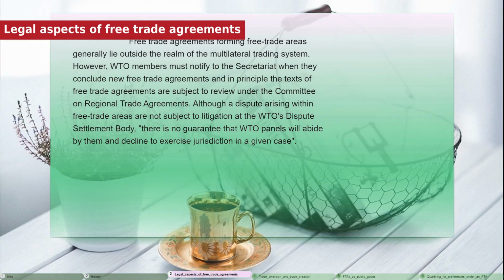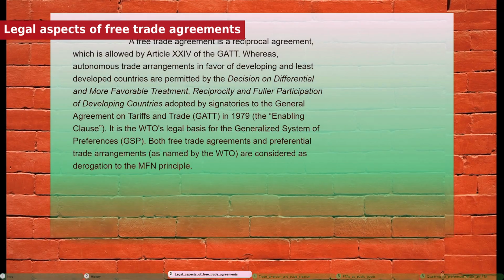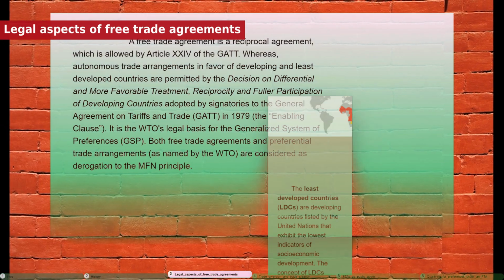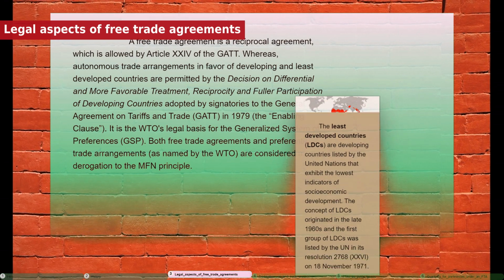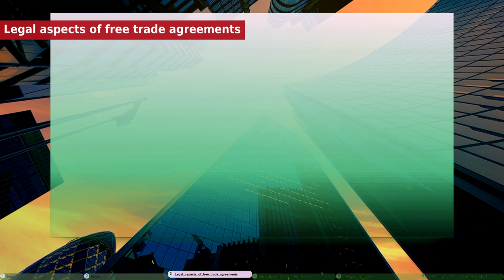That's where it gets tricky. Disputes within FTAs may not be settled through the WTO's dispute settlement body, but this doesn't guarantee immunity against WTO scrutiny. That uncertainty adds a layer of complexity for governments as they navigate these agreements.